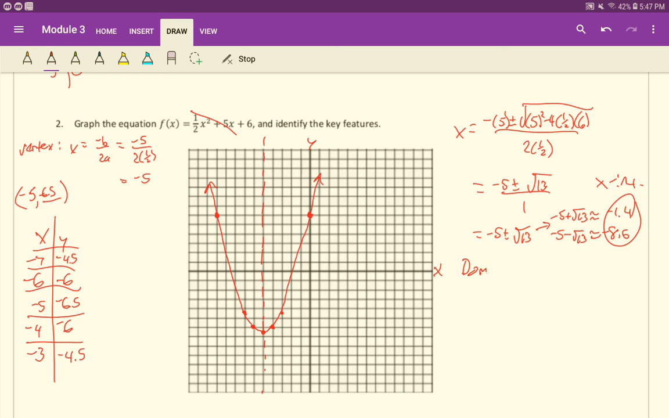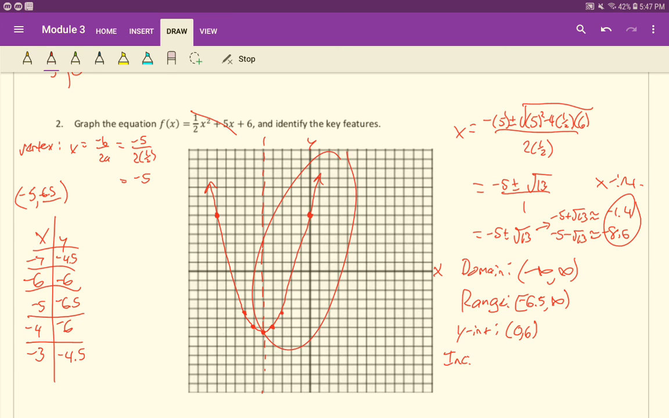Okay, domain here will still be negative infinity to infinity, right? Because we're just going to go left and right forever. The range here, what's the range going to be? What's the lowest y value you see here? Okay, it's the vertex, right? What's the lowest vertex point? Negative 6.5. Okay, so we're going to go from negative 6.5 to infinity. Okay, y-intercept we already have graphed. It's just the point 0, 6.